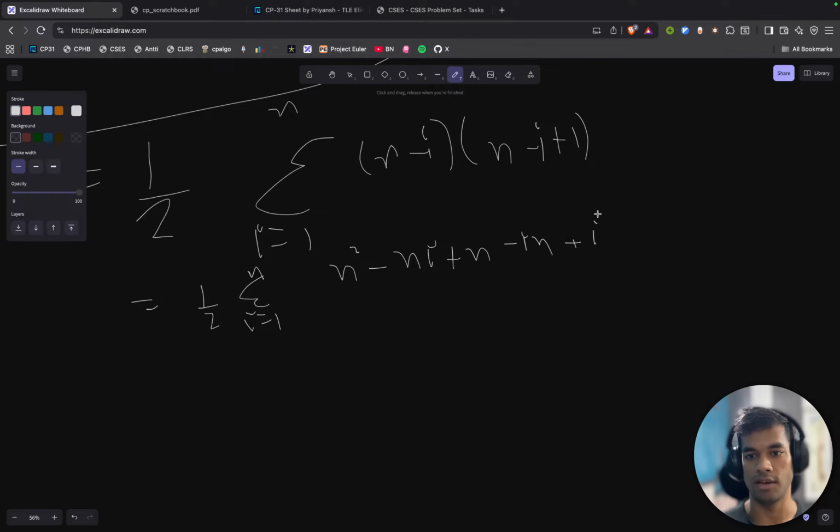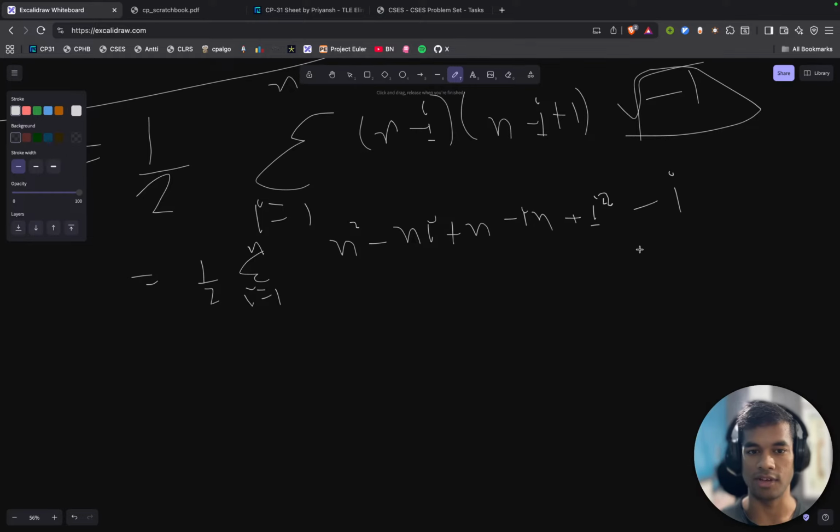plus I square. And I'm getting triggered because of this I. It feels like in a question I means under root minus 1. That is what I means in a question, but it is not that in this case.